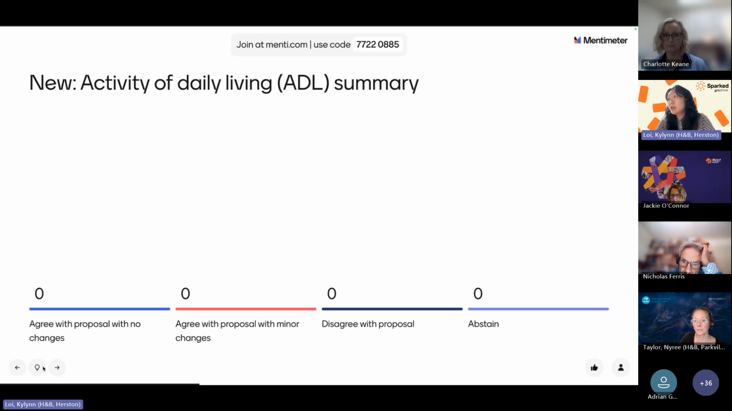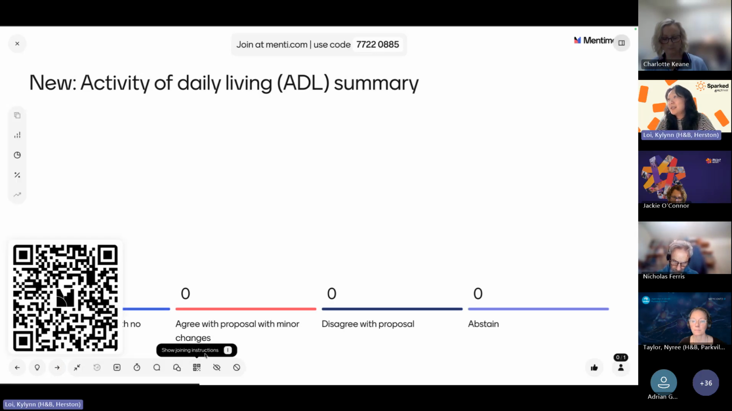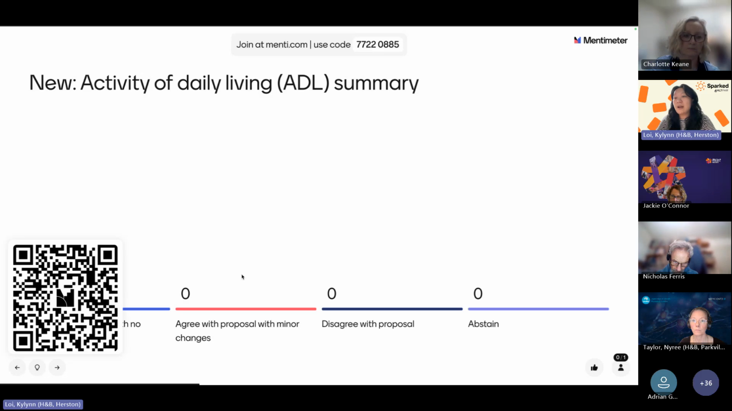So if you go to menti.com, and let me try and find this QR code. Sometimes it disappears. Where is it? But if you go to menti.com, and then go to, here it is, 77220885, or you can use the QR code and vote.